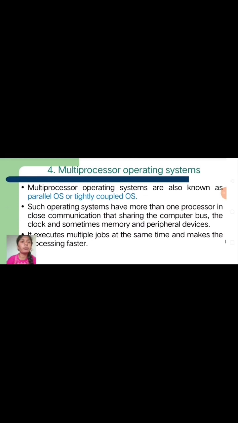Next one, multiprocessor operating system, also known as parallel OS or tightly coupled OS. Such operating systems have more than one processor in close communication, sharing the computer bus, the clock, and sometimes memory and peripheral devices. It executes multiple jobs at the same time and makes the processing faster.